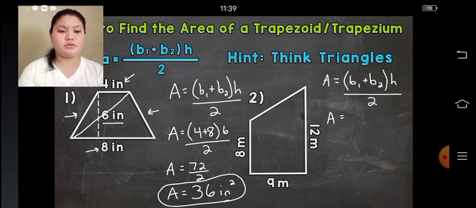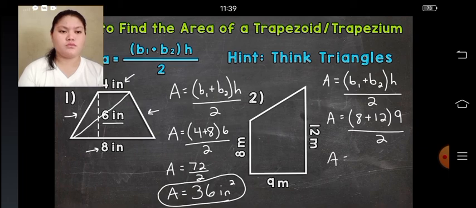It doesn't really matter which one you use for base 1 or base 2 because adding them together, 12 plus 8 or 8 plus 12, is going to give you the same thing. I'm going to use 8 for base 1 and 12 for base 2. So 8 plus 12 times the height of 9 meters. In this problem, we'll use the measurement of one of the legs. In number 1, we didn't need any of the measurements for the legs, but number 2, one of those legs gave us the height, so we used it. And we divide that by 2.